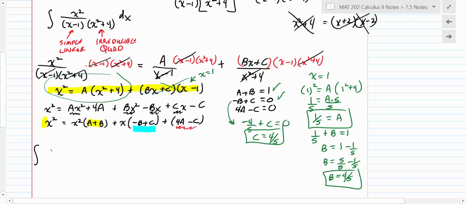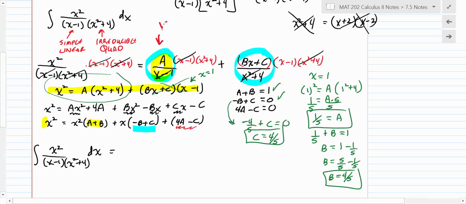So we're working on the integral of x squared over (x minus 1) times (x squared plus 4) dx. And we want to set this up, and our partial fraction decomposition is right here. Okay, that's what we're setting up. We found that a was 1/5. We found b was 4/5. And we found c was also 4/5. So we're just going to write all that stuff down and see what we have now.